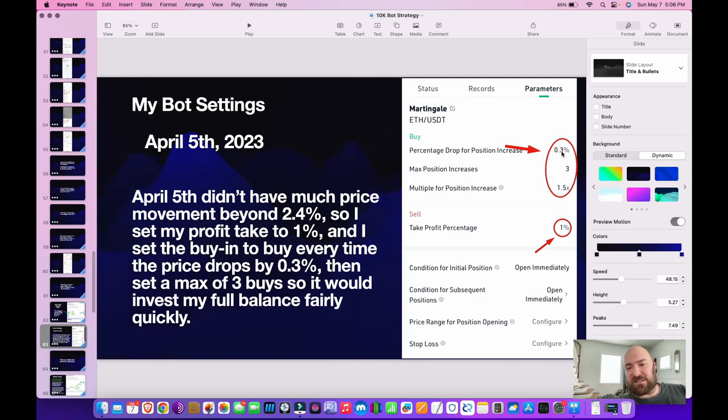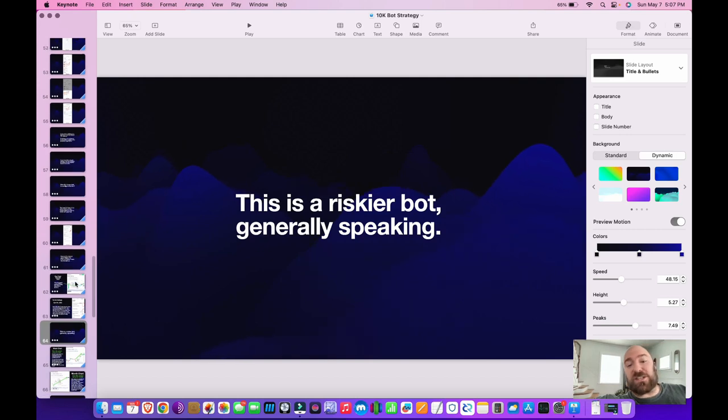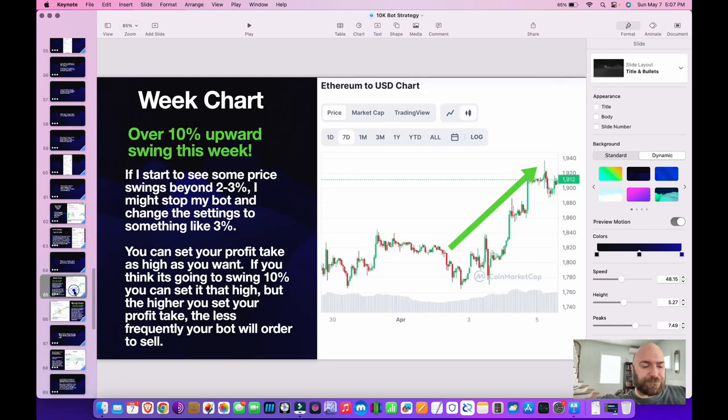set my settings to something more like 0.3%, three buys at 1.5. This means it's only going to make three purchases, and it's actually going to do it when it falls less than a percent. It's going to go 0.3, 0.6, 0.9, and then your full position is invested. I'll explain in another video why that is. I'm adjusting it because it's a relatively flat day. This is a riskier bot, generally speaking.